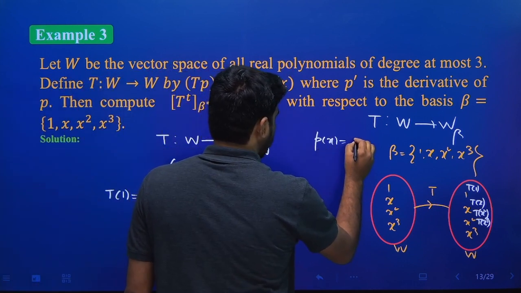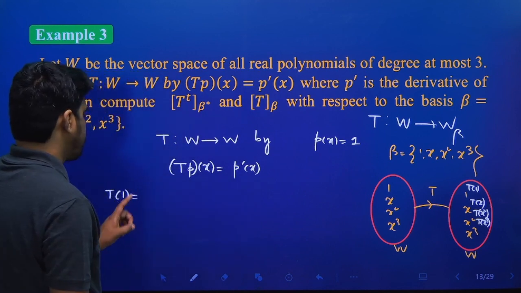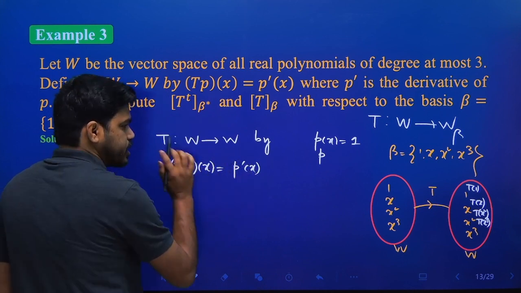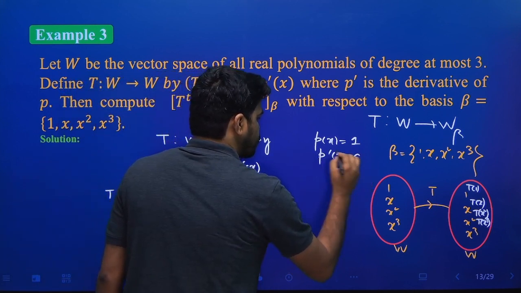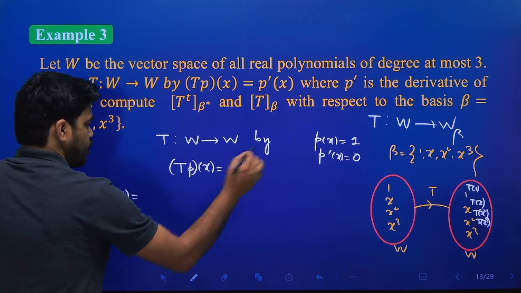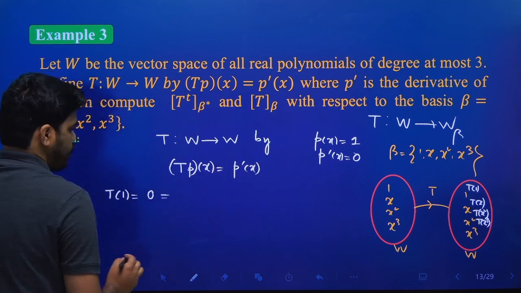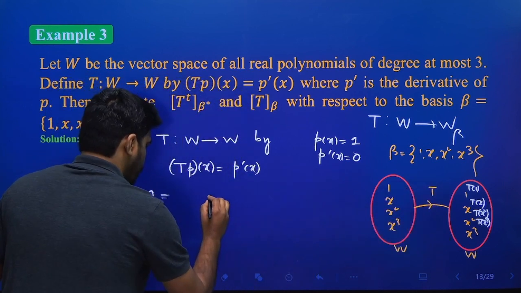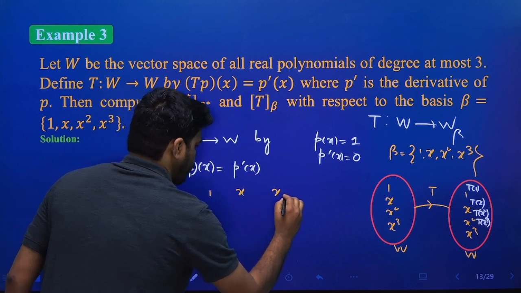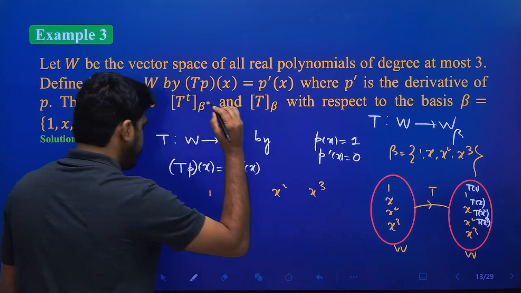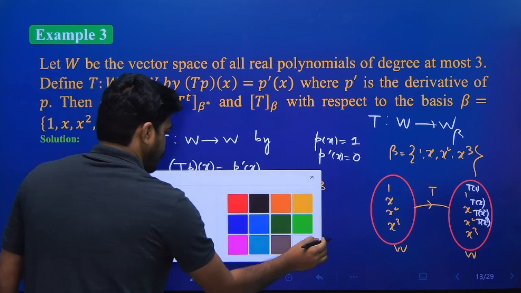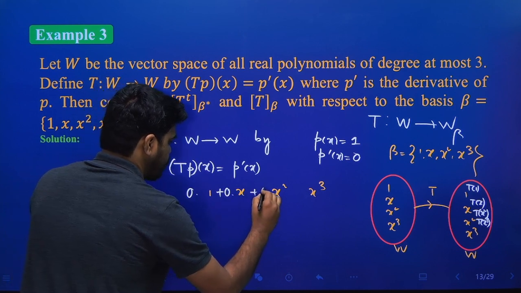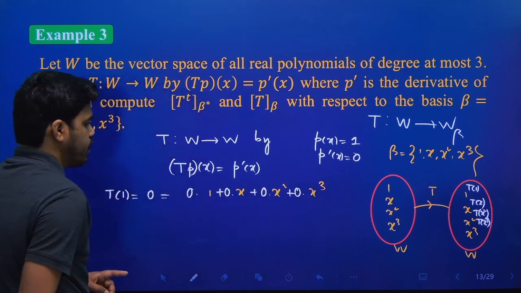Here Px is 1, right? How is T defined? Tpx is equal to P dash x, so just a derivative. P dash x will be 0, right? So this will be 0. What is our target? We have to express it as a linear combination of 1, x, x square, x cube. So we got 0, which means 0 into 1 plus 0 into x plus 0 into x square plus 0 into x cube.